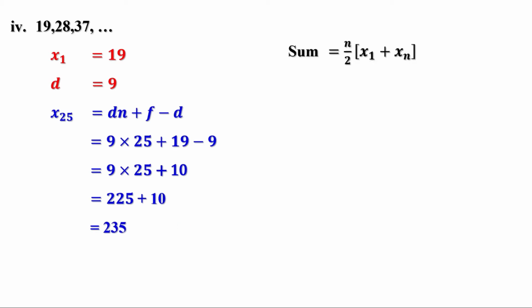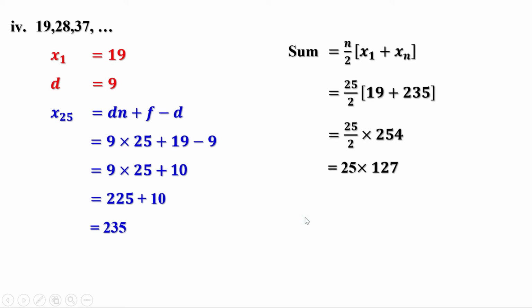Now the sum is n by 2 into first term plus last term. That is 25 by 2 into 19 plus 235. 19 plus 235 is 254. So we can write 25 by 2 into 254. 2 and 254 can be simplified, and we can write it as 25 into 127. And multiplying, we will get 3175.